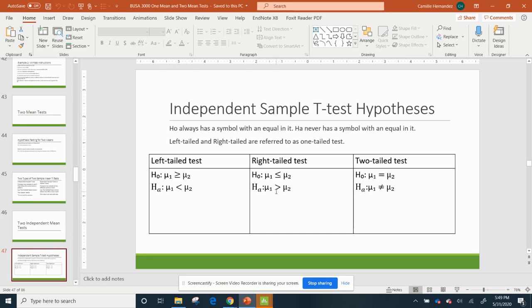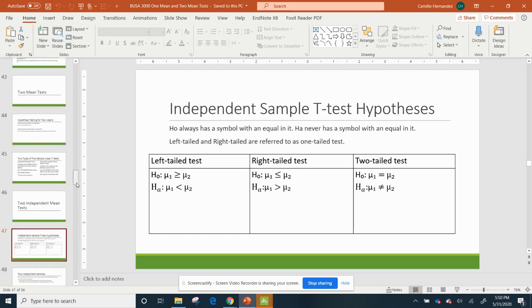Right-tailed is the same thing as left-tailed, except the only difference is in the alternative, it's greater than, and in the null, it's less than or equal to. And two-tailed is basically the same. So when you did the one-tailed tests, the one mean t-test, you saw those before. The real big change for this is instead of having a number on the right of the mathematical sign, you have sample two. All right, so let's start looking at this.